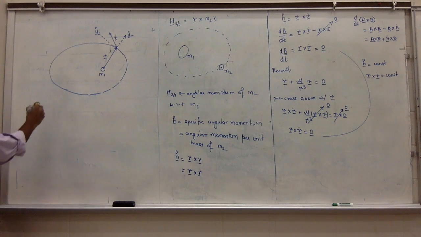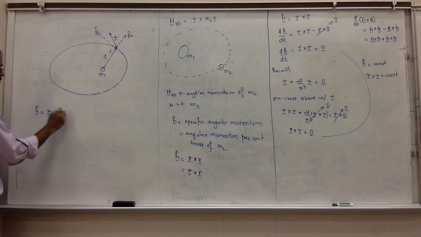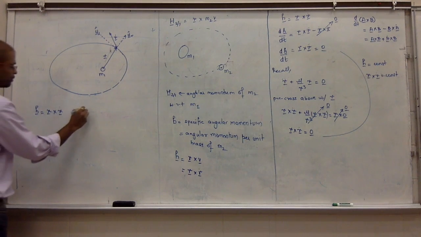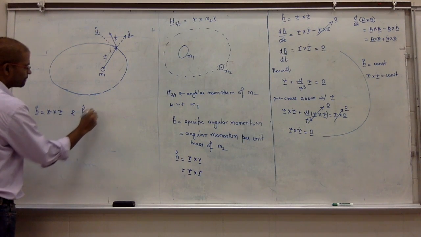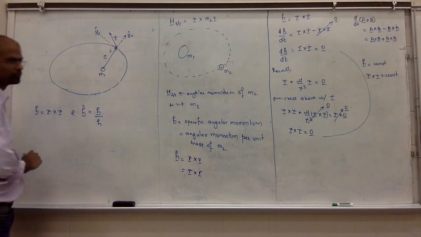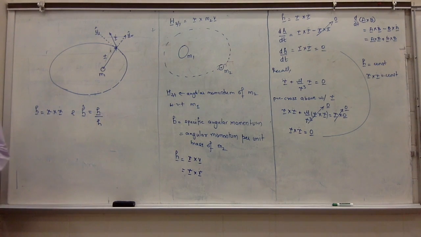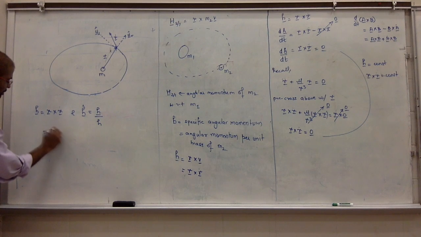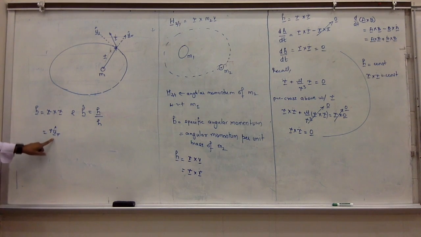That H cap, H is again R crossed with R dot, and H cap is H over magnitude. Now this R, you can write R like this.